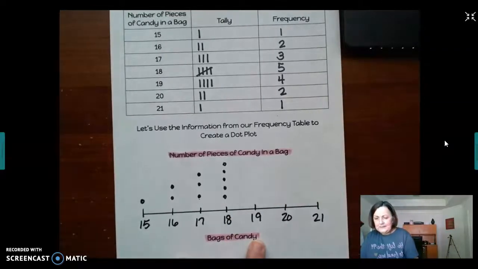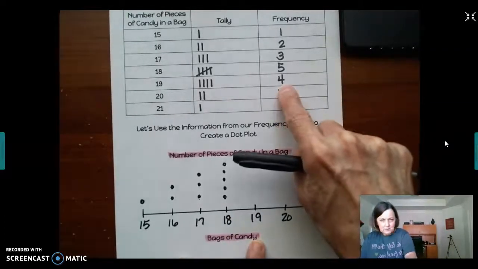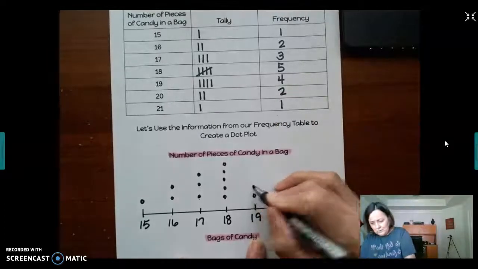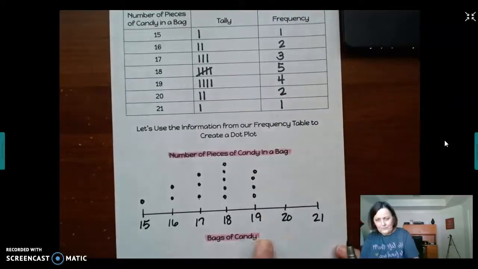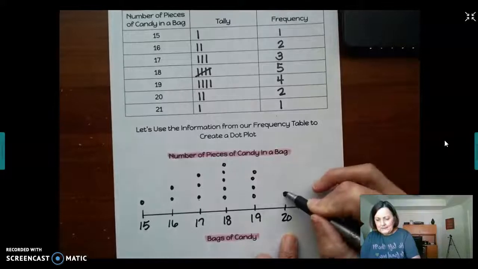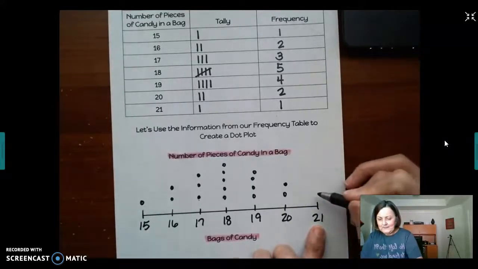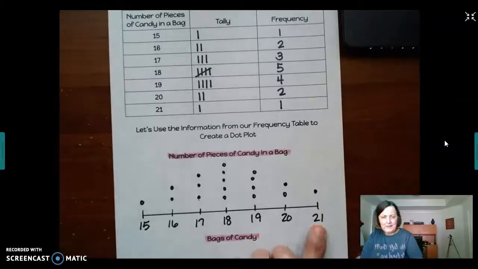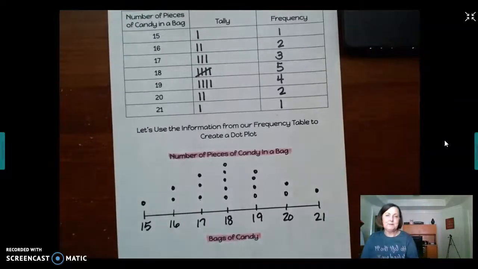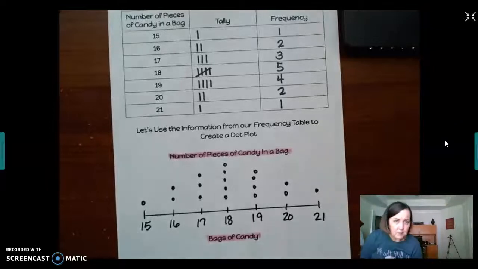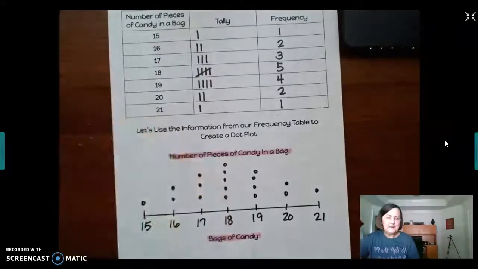How many had 19? If we look up here, there's 4. 1, 2, 3, 4. How many had 20? 2 bags. And the luckiest person got 21 pieces of candy in their bag, and there was just one person. All right, so this is what your dot plot looks like. Same exact information, just represented in a different way.